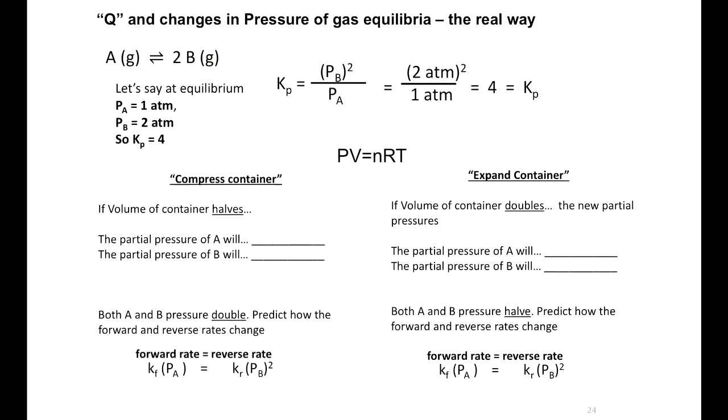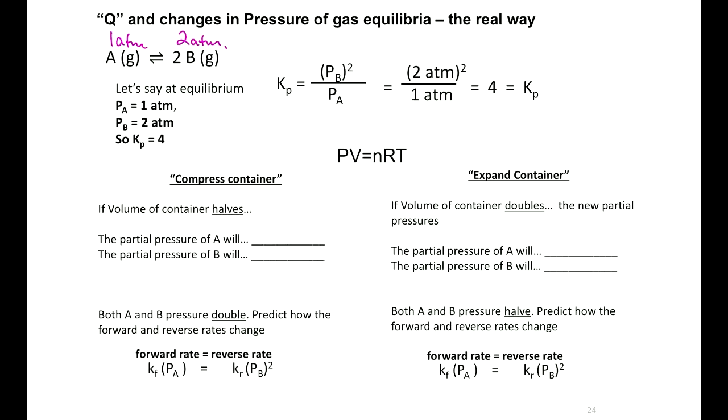A goes to 2B. So remember, this chemical equilibrium also has a rate law. Forward rate equals reverse rate. So let's just think of this. Let's say at equilibrium, the pressure of A is 1 atmosphere and the pressure of B is 2 atmospheres for funsies, okay? So what happens if I halve the volume of my container? What happens to the pressure of A? It increases, but by how much? To 2 atmospheres. So if I halve the volume of my container, the pressure of my gas doubles, all right?